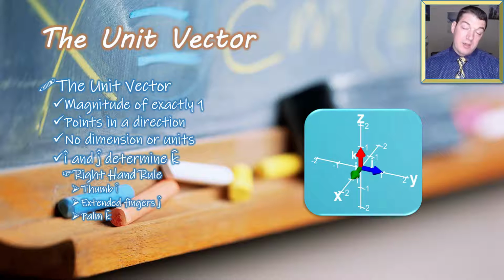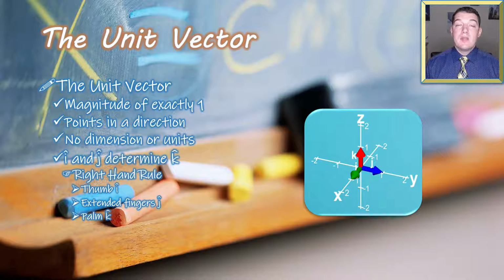When we're describing it, again, we use i hat for the x-axis, j hat for the y-axis, and k hat for the z-axis. More specifically, i hat points in the positive x, j hat points in the positive y, and k hat points in the positive z, which means the negative of i hat points in the negative x, and so on. This is a right-handed geometry.